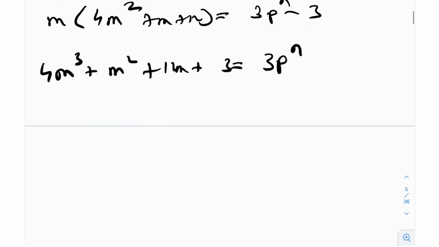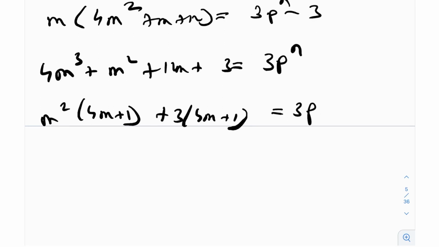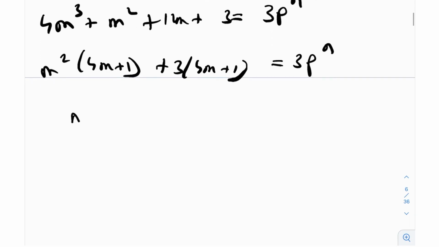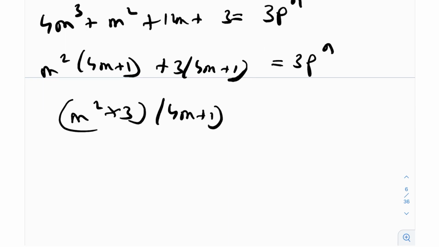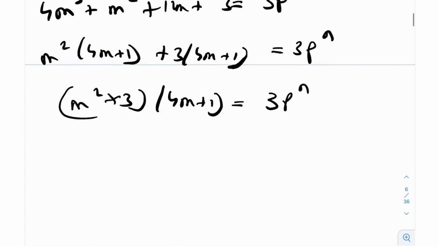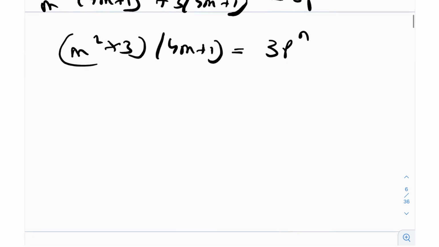And believe it or not, the left hand side is actually factorizable. If I take m squared common, I get 4m plus 1. If I take 3 common, I get 4m plus 1 is equal to 3 times p raised to the power n. And now I get m squared plus 3 times 4m plus 1 is equal to 3 times p raised to the power n. Up till this point, I've done nothing but expand and factorize, right? As simple as that. So now we have this really beautiful result that the product of two quantities is actually 3 times a perfect power of a prime.